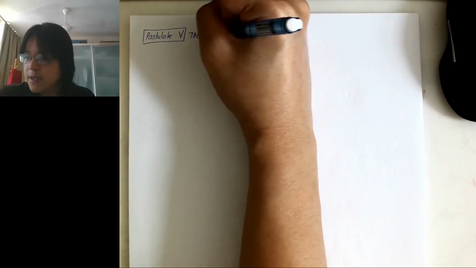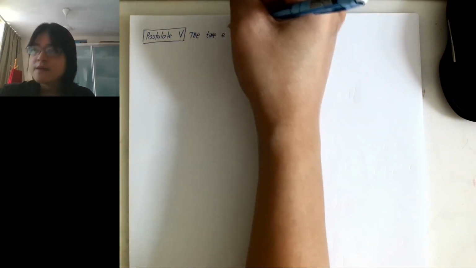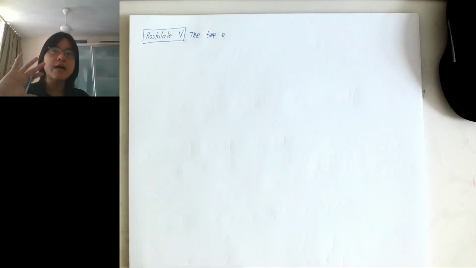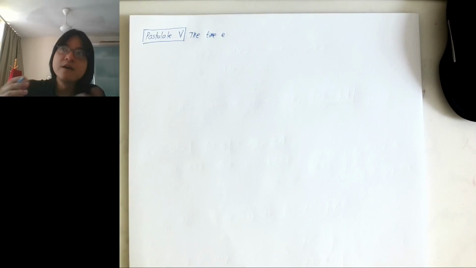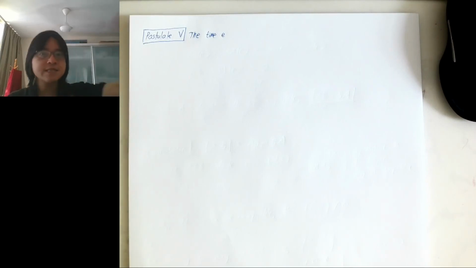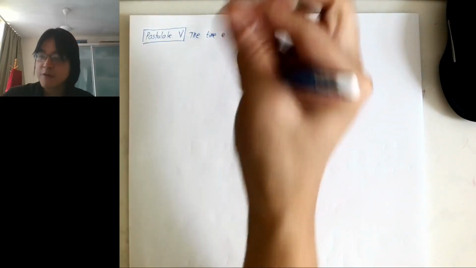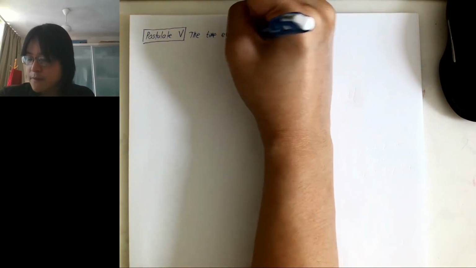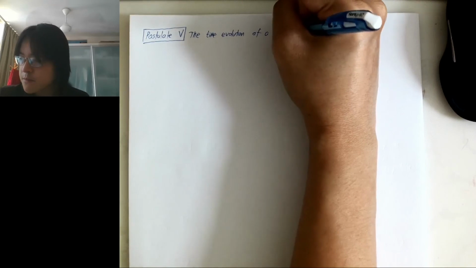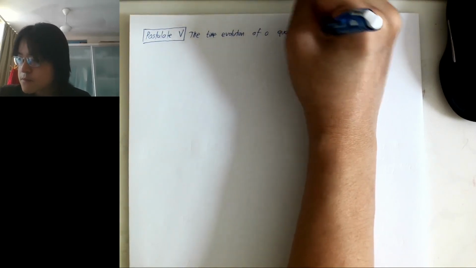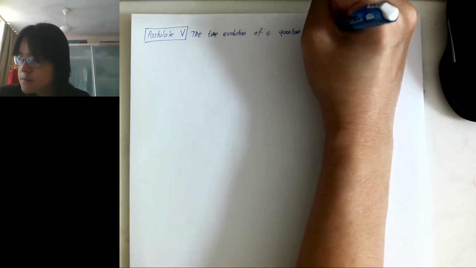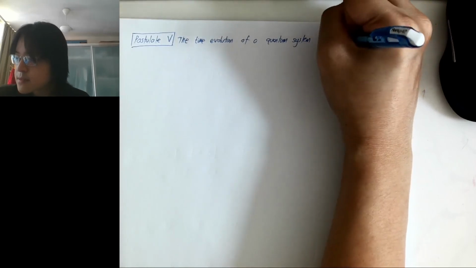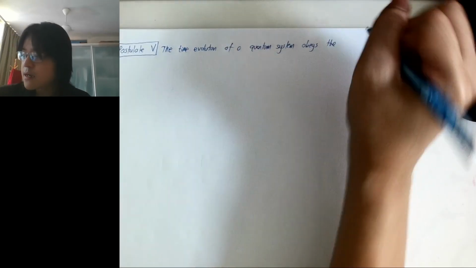We are talking about the time evolution, right? The Schrodinger equation describes how they evolve over time. This is like Newton's second law: given a force, what is the acceleration that will determine how they evolve over time? So the same thing happens here. The time evolution of a quantum system obeys the Schrodinger equation.